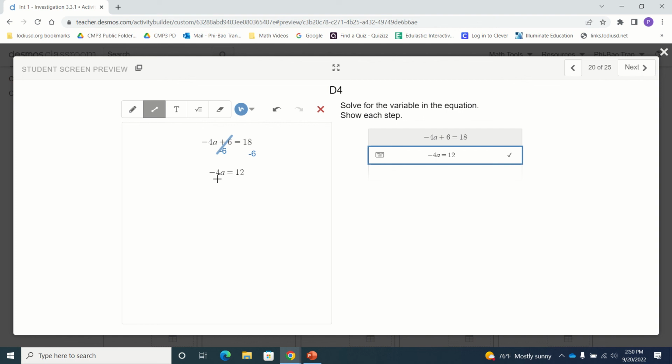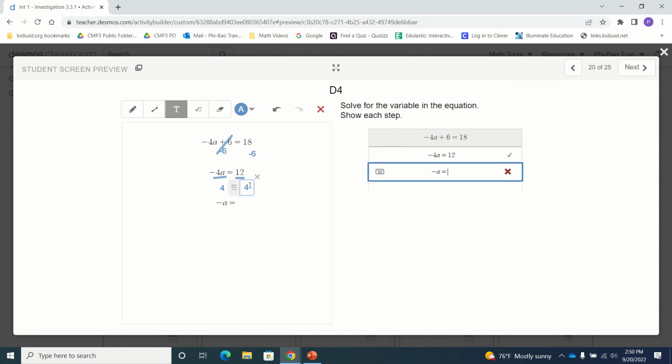Okay. Now that I have 4 of these, I can now divide these into 4 groups. So I can now divide it by 4. So now I have a negative a equals 12 divided by 4 groups. I get 3 each. Okay. And the last thing we talked about was flipping the sign. I can multiply this by negative 1. Multiply this by negative 1. So if I multiply both sides by negative 1, a flips over to being positive, and 3 flips over to being negative 3. So that's how we solve this problem.